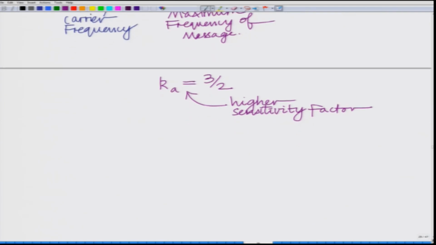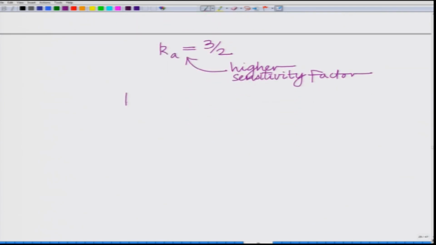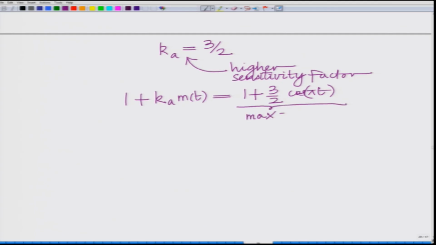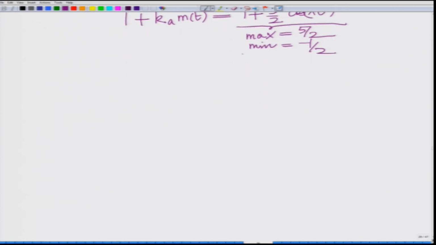Now, if you look at 1 plus Ka times m(t), that equals 1 plus 3 by 2 cosine pi t. The maximum of this is 5 by 2 and the minimum of this is minus half. When cosine pi t is minus 1, this is 1 minus 3 by 2, which is minus half.